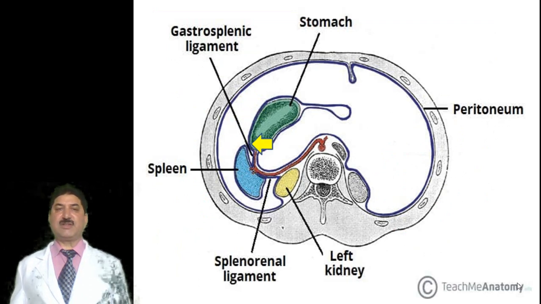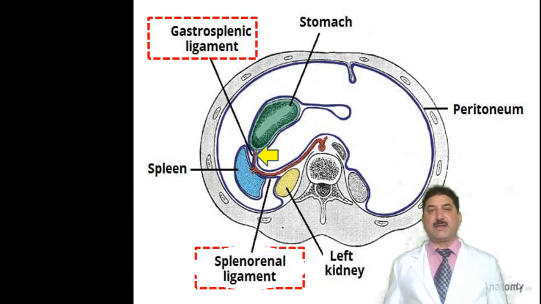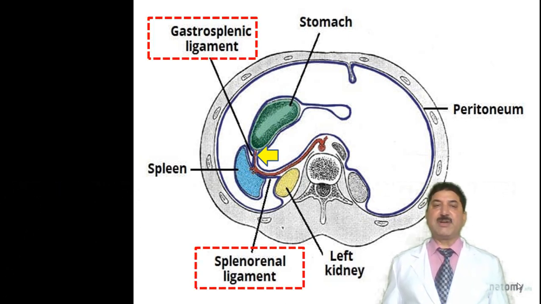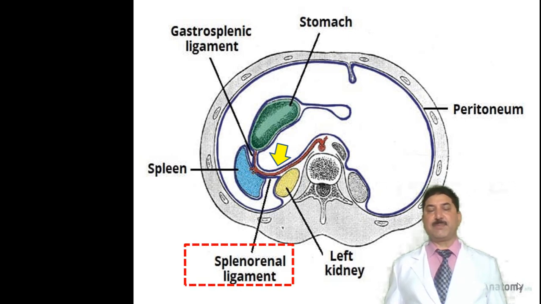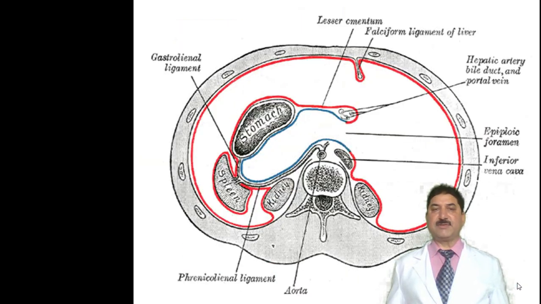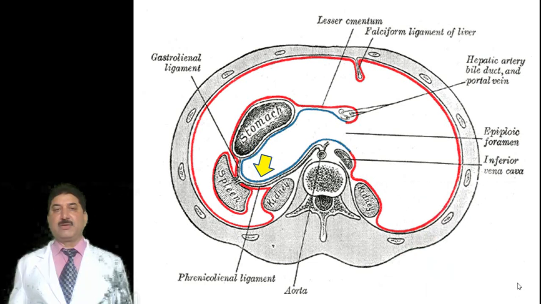As shown in this animation, the gastrosplenic ligament lies between the fundus of the stomach and spleen, and the splenorenal ligament lies between the spleen and left kidney. It contains the splenic artery with accompanying sympathetic nerves. It is also called the lienorenal ligament.